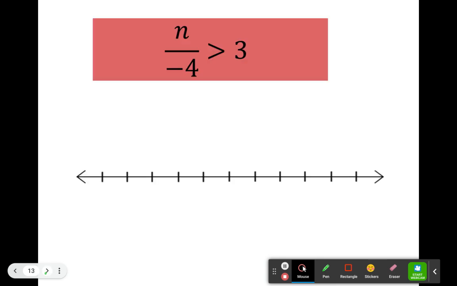Okay, so n divided by -4 is greater than 3. Since -4 is being divided, I'm going to multiply by -4 on both sides. These two cancel. n is greater than -12. Remember, 3 times 4 is 12. They're different signs, so my answer is going to be a negative. And remember, I had to flip my sign. I forgot to flip my sign here because we multiplied by a negative number. So all we do is just flip it. So now n is less than -12.